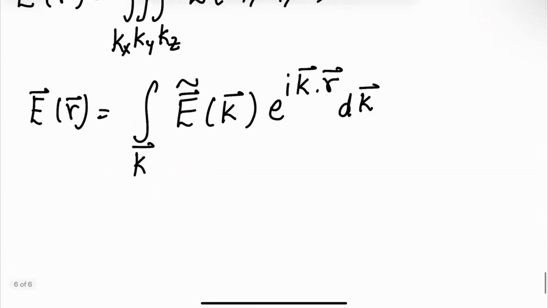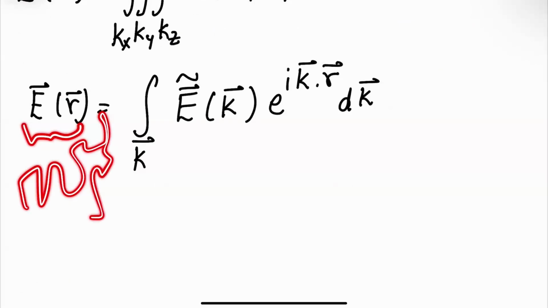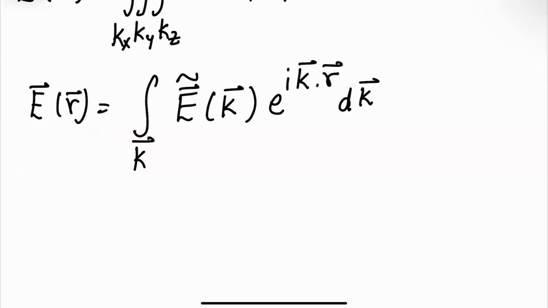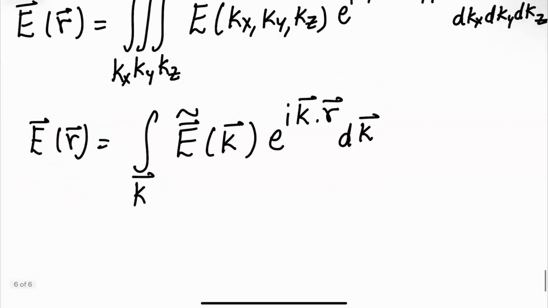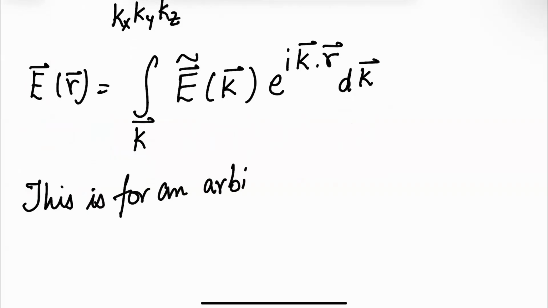But this is for an arbitrary electric field. So this electric field can be arbitrary, which means that it can be anything. It doesn't have to satisfy any continuity, doesn't have to satisfy any wave equation, nothing, because this is just a simple mathematical relationship. This doesn't even have to be an electric field, it can be any vector field. That's arbitrary. So I'll say this is for an arbitrary vector field.